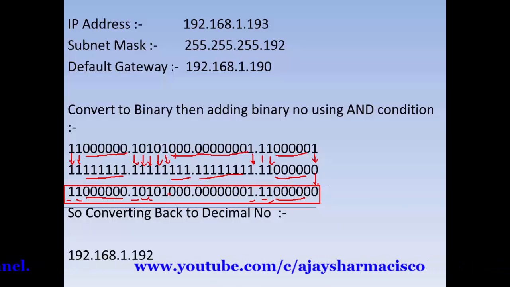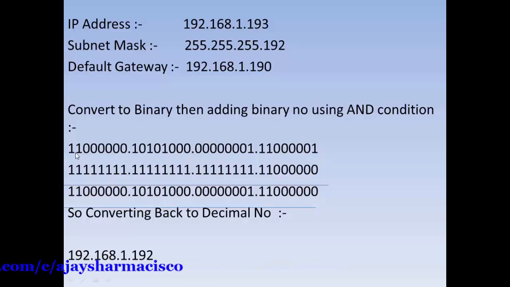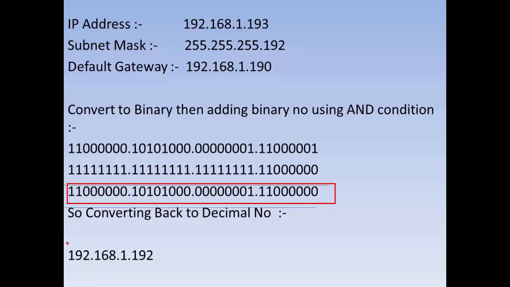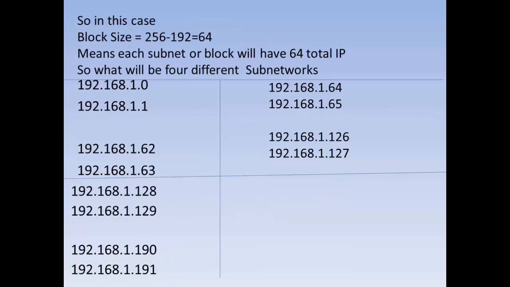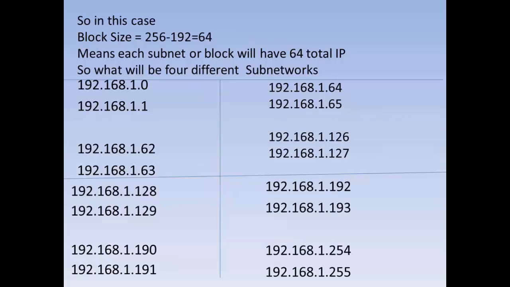And when we convert this number back to the decimal number system, you can see we will get this value. From the subnetting I have done, you can verify here. The same thing comes: the IP was 193 and we get the value of 192 as the network ID. So in this way the router works to find out the network ID. Again repeating, the router always works on the network ID, it never considers the host portion.